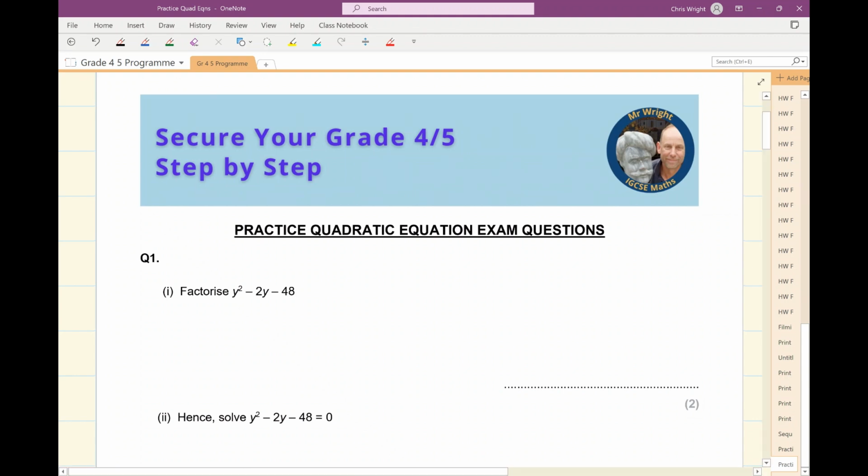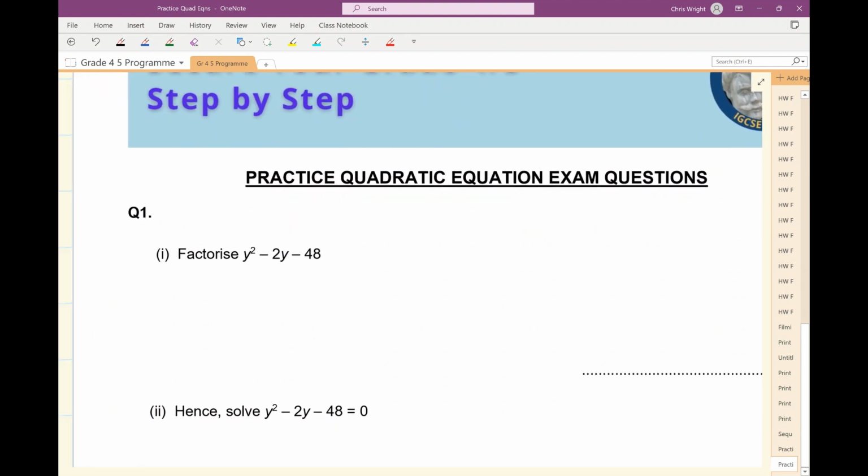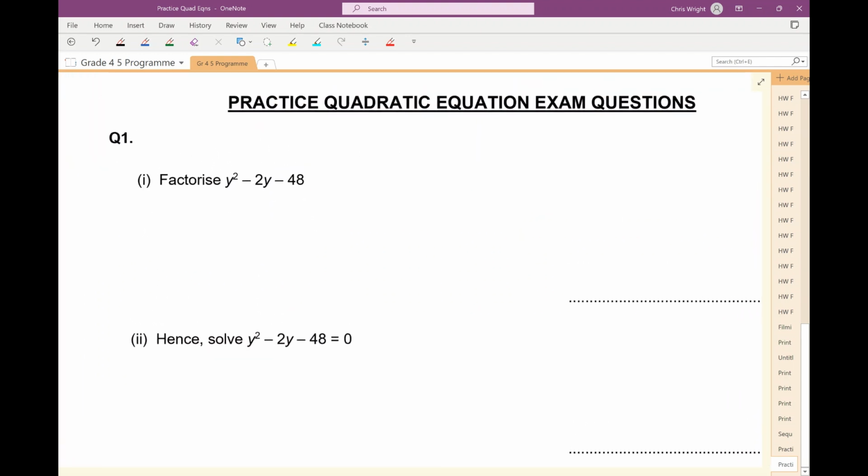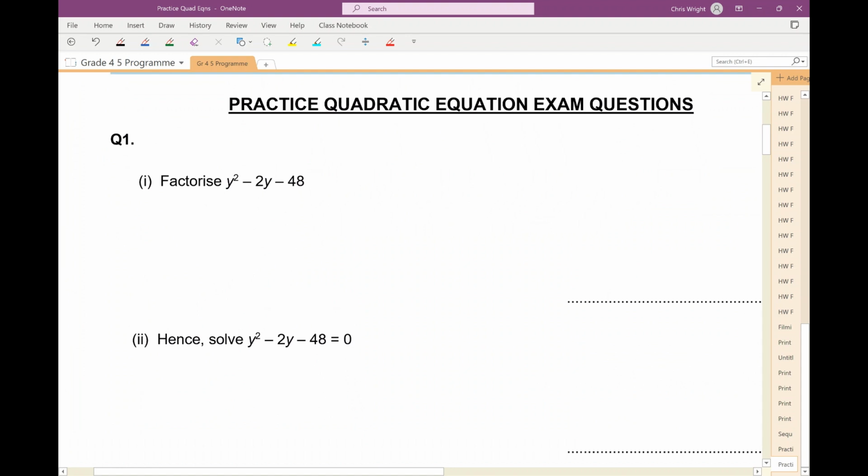Now, all of these questions we're going to tackle in the same way. When we solve a quadratic equation, we set the equation equal to 0, factorize, and then find our solutions. Now, very often, the exam questions split that up for you. So you can see here, in part 1, we're asked to factorize this expression, and in part 2, we're asked to solve the equation where that very same expression is already set equal to 0.